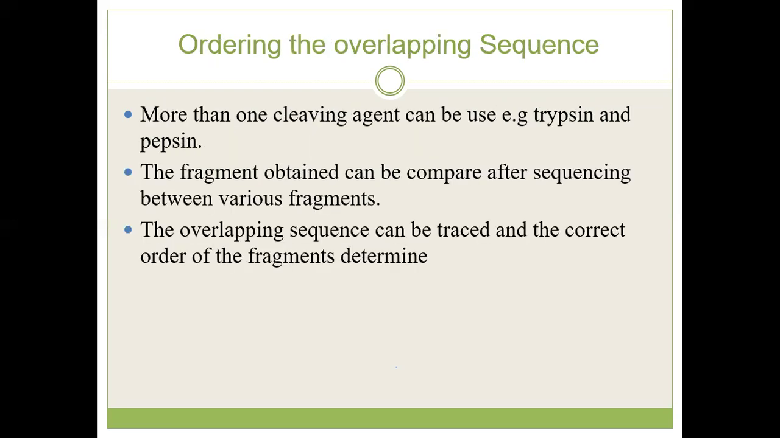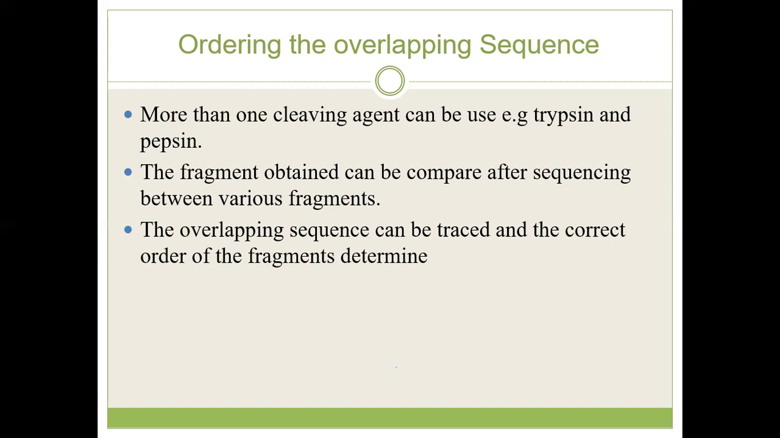When you have post-sequence, the next thing now is ordering and overlapping. How do you order the overlapping sequence? How do you know that this sequence occurs in this order? That this is the first one, followed by this one, linked by this one, and you have your own peptide. How do you do that?